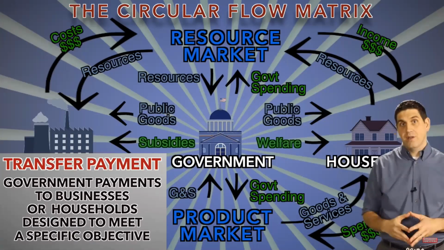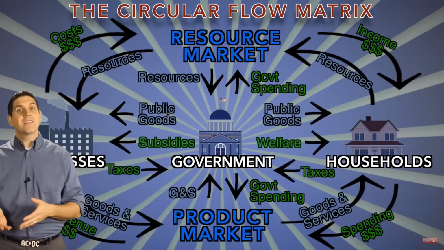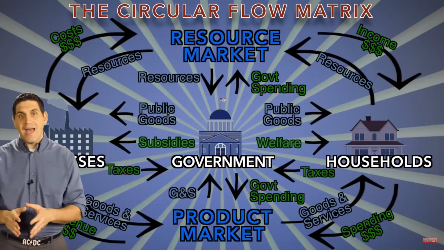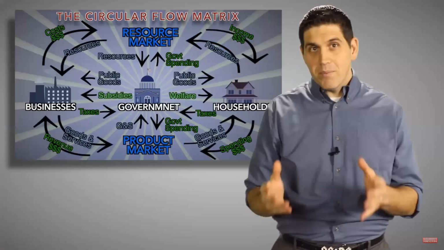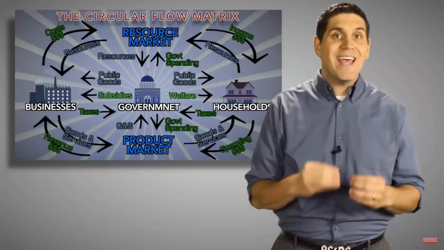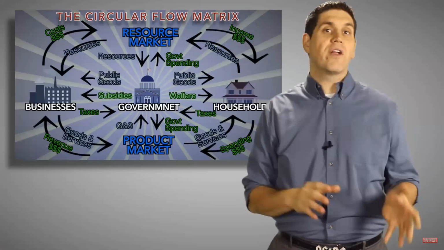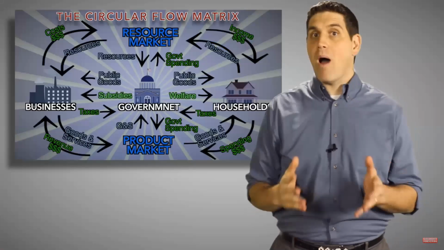But how does the government afford to provide public goods and welfare and subsidies? Well, they tax businesses and households. Income taxes and sales taxes fund government projects and programs. Now, there's several things still missing from this matrix, including a financial sector where money isn't spent, it's saved and then loaned out, and also the role of other countries with exports and imports. But for now, this diagram gives you a pretty good idea of how the modern economy works.